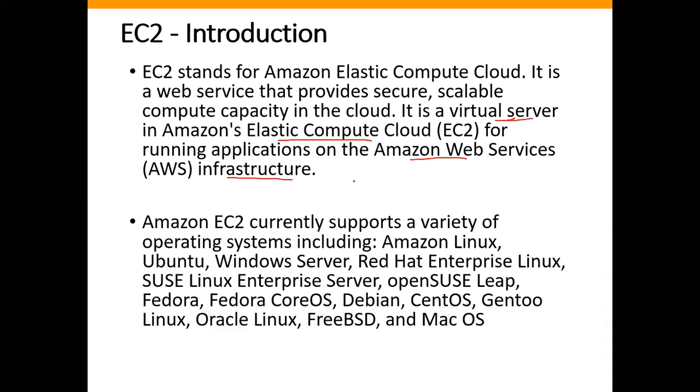And which operating systems are supported by Amazon EC2? Here is the full list I have given. The system supports these types of operating systems: Amazon Linux, Ubuntu, Windows Server, Red Hat, Oracle Linux, FreeBSD, Mac, CentOS. So there are a lot of types of operating systems which are supported in AWS.